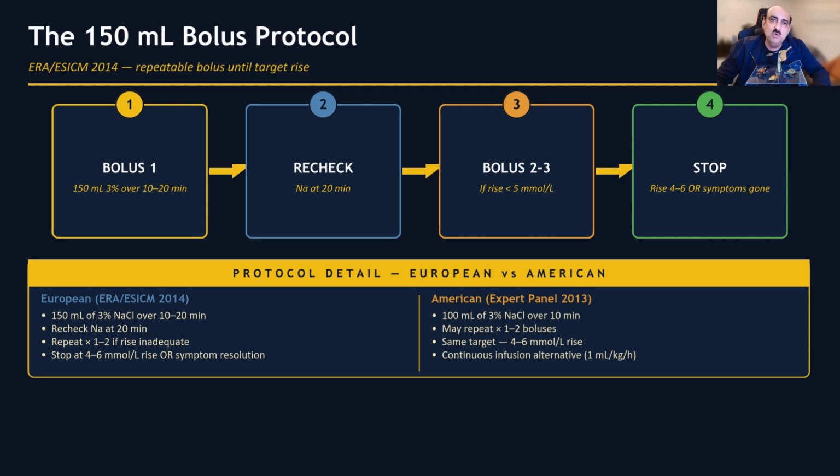The American protocol differs, as we discussed before. The volume is 100 ml rather than 150 ml, but the targets are the same and the logic is the same. Both are pragmatic, both are well validated. Again, use your local guidelines, your hospital policy, institutional policy. This is only an educational resource. I just wanted to compare both together. Now, the American expert panel also accepts a continuous infusion of 1 milliliter per kilogram per hour if the bolus cannot be given properly.